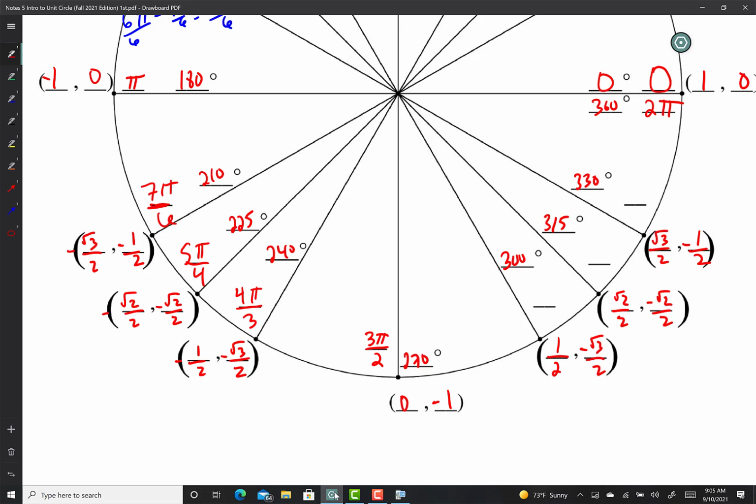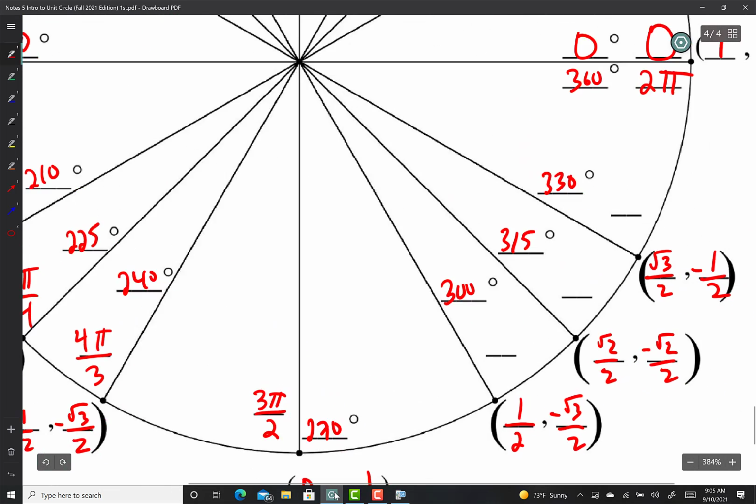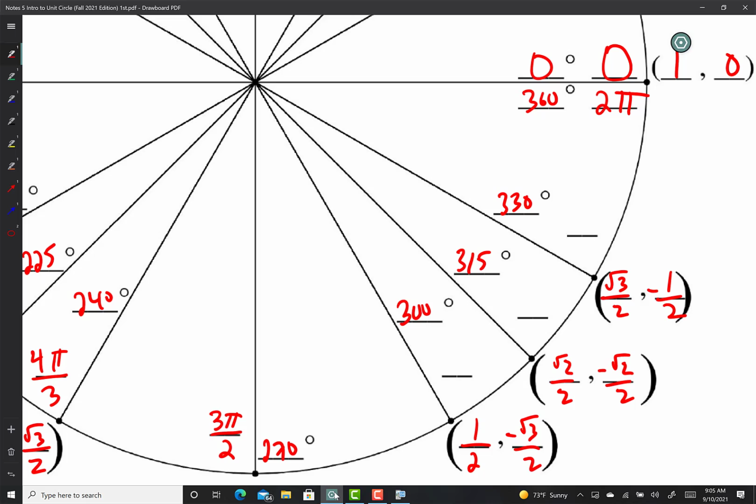Now how do you do quadrant 4? There are 2 ways of thought. Let me zoom in on quadrant 4. You can think of it as how far you are away. Let's look at the 300 one. That distance is pi over 3 away, so you're pi over 3 away from 2 pi. I think that's the best one to think about. So what is 2 pi minus pi over 3?